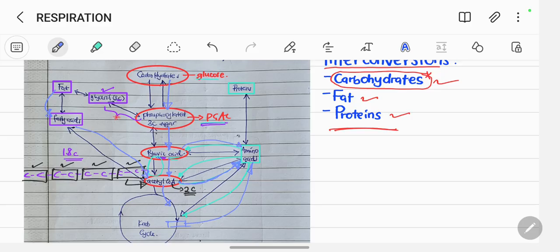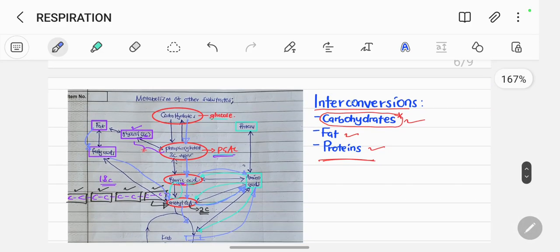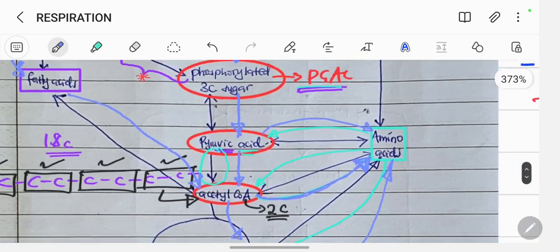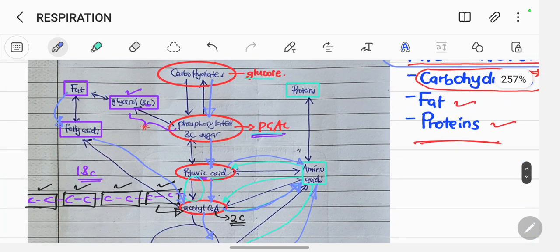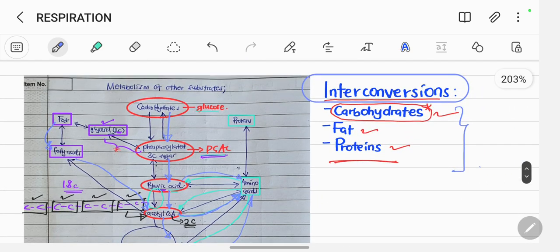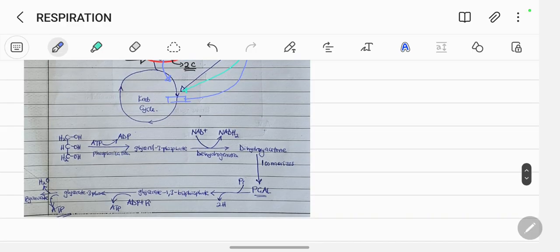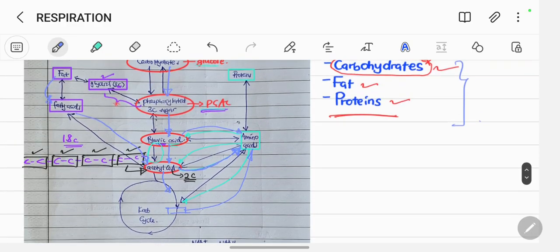So that's why I called it an interconversion. It's an interconversion of all these three. All these three conversions are happening within the same region. So that is it. This is it.